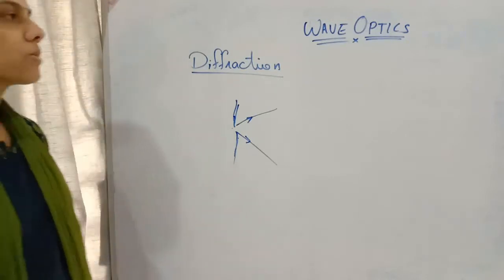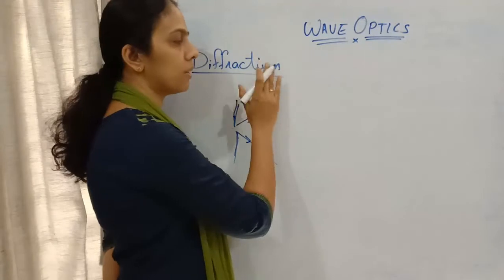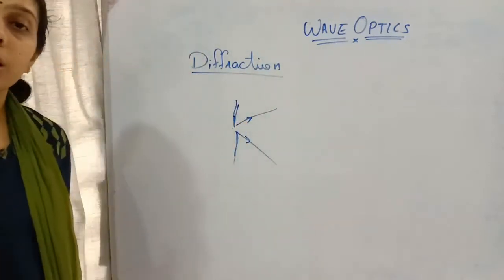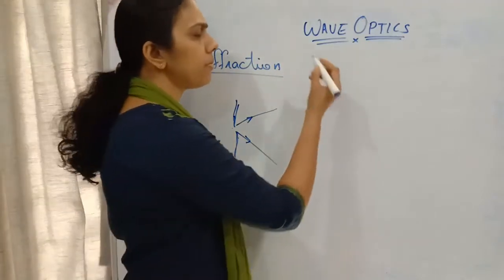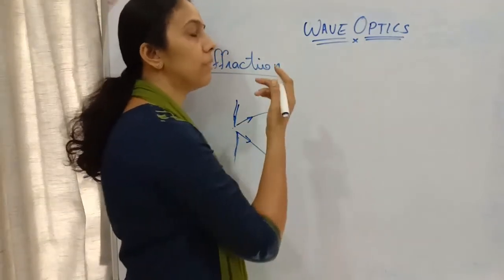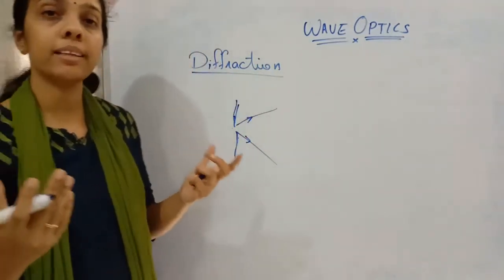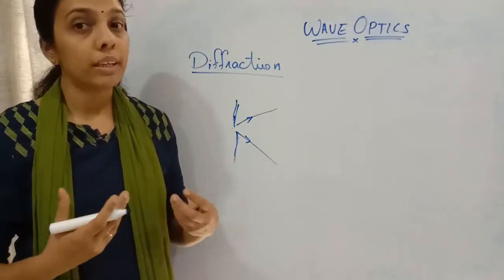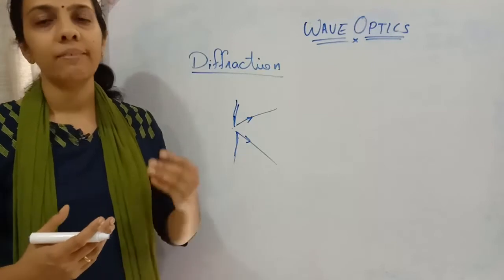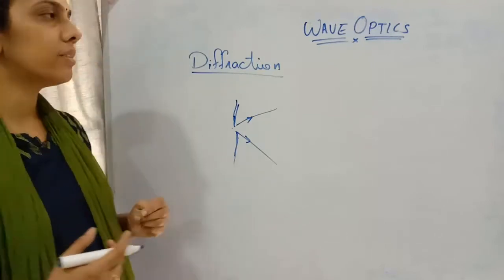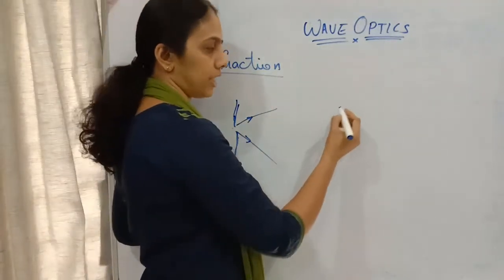This is another example of a phenomenon which we can explain only with the help of wave optics. If I consider a diffraction experiment, it is the same as interference, but here we don't require two slits. We require only a single slit for getting the diffraction pattern.